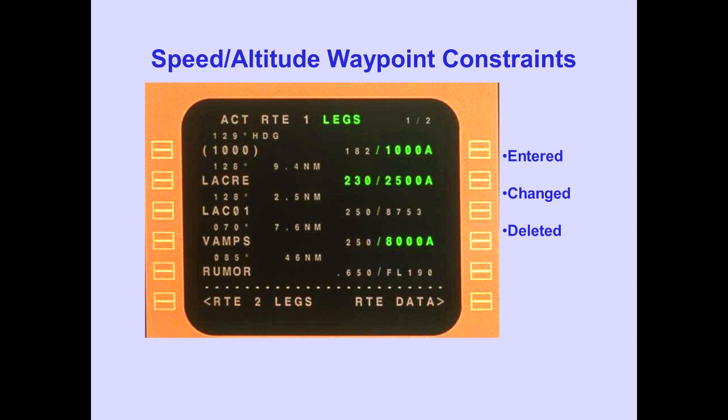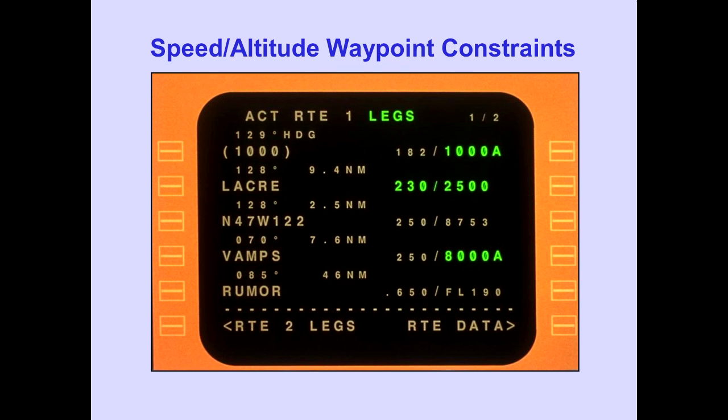Speed and altitude waypoint constraints can be entered, changed, or deleted on the legs page. Speed and altitude waypoint constraints are displayed in large font. These constraints are waypoint crossing restrictions. They are entered automatically as part of a SID or approach, or the flight crew can manually enter them on this page.